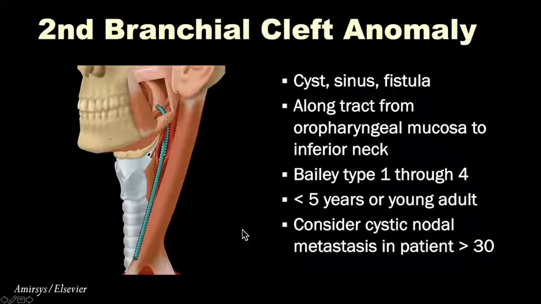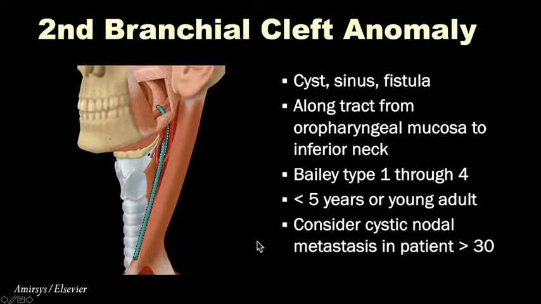The second branchial cleft anomaly is reportedly the most common, and these can be cyst, sinus, or rarely fistula. And they can arise anywhere along that embryologically defined tract from the tonsillar fossa to the anterior inferior neck. And the easiest way to remember Bailey type 1 through 4 for the subtypes is we go from superficial to deep. So 1 is just beneath the platysma, 2 is the most common between the sternocleidomastoid muscle and submandibular gland, 3 is next to the carotid bifurcation, and 4 is deep near the parapharyngeal space or tonsillar fossa.